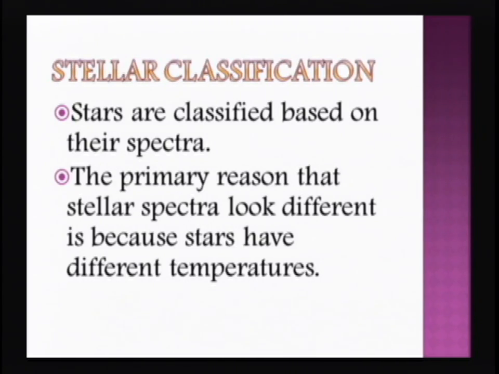Stars are classified based on their spectra, and the primary reason they look different is that stars have different temperatures. Remember, those different temperatures deal with what's going on in the outer envelope, the atmosphere of the star, because we can't see what's going on within the core. We can only look at the outside of the star and, based on that, come up with models to explain what is going on within the core of that star.